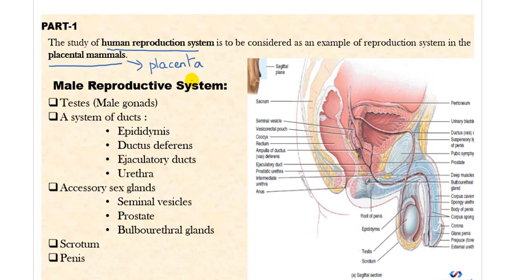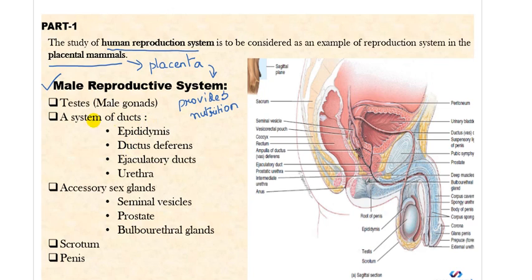Okay, and placenta, what is it? It is basically a layer which provides nutrition to the young one, to the child from the mother. It helps in providing the nutrition. So first we'll see the male reproductive system. What are the organs, how the male reproductive system works, we'll see that. Then we'll move to the female reproductive system.